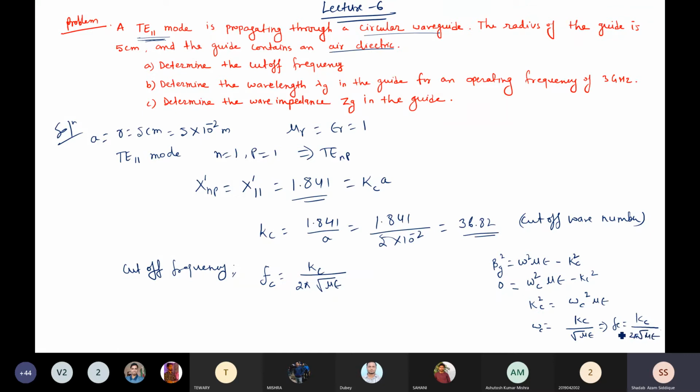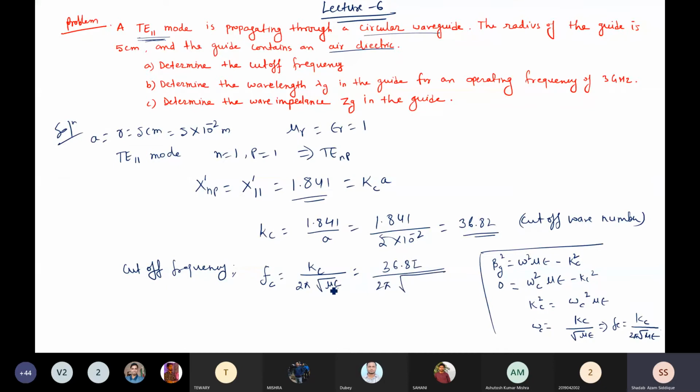So that's how you can find out the formulas. You can go through the formula. You can find out the formula anytime if you want, but you should remember this formula, in my point of view. Okay. So now we have a Kc which is written as 36.82, and we have a 2 pi.